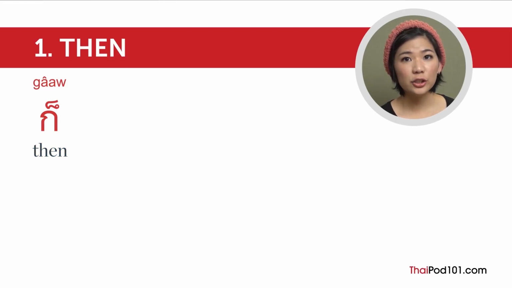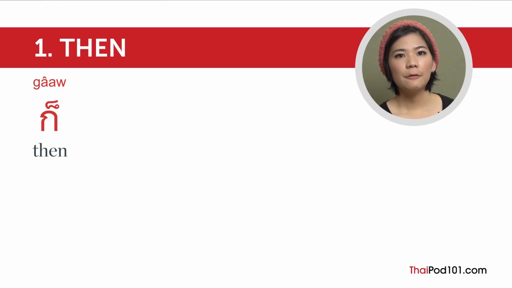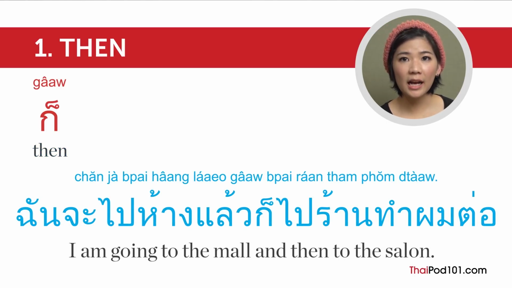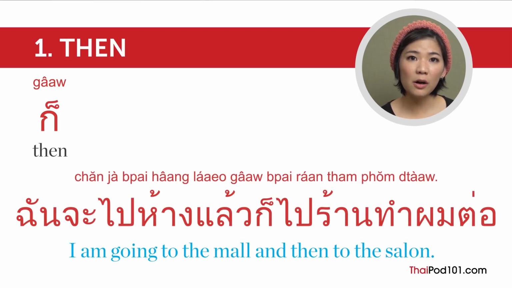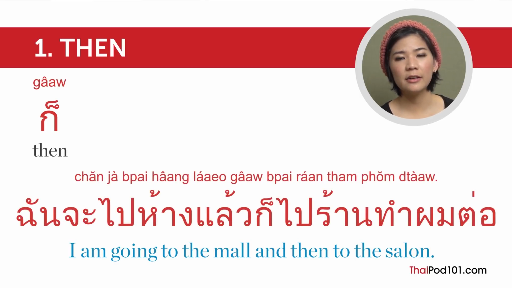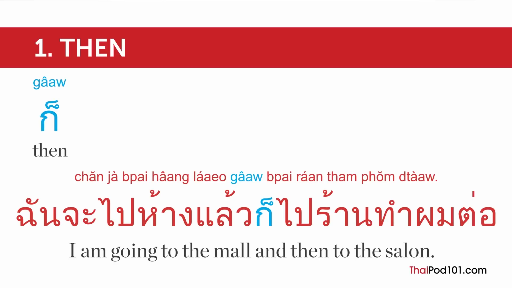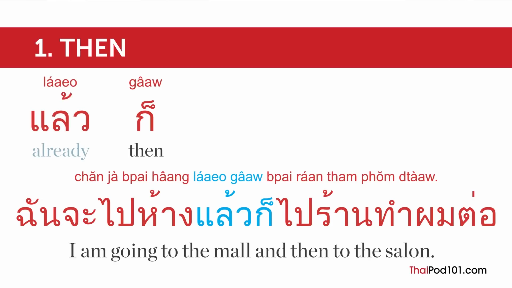One simple usage of go is to use it to say then. It's a connection word in a sentence, just like the word then in English. For instance, ฉันจะไปห้างแล้วก็ไปร้านทำผมต่อ I am going to the mall and then to the salon. This form of go is usually used with the word แล้ว, which by itself means already. When แล้ว is combined with go, the meaning of the phrase changes to and then.